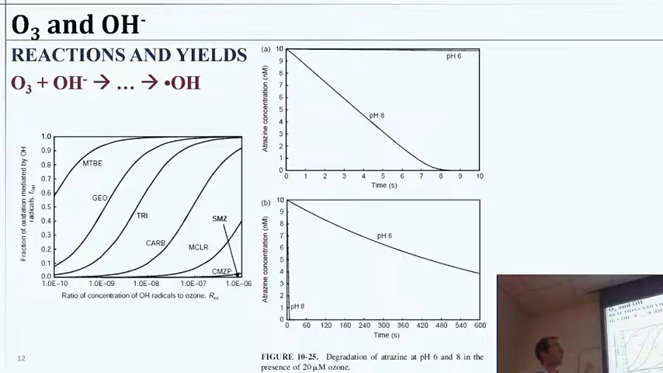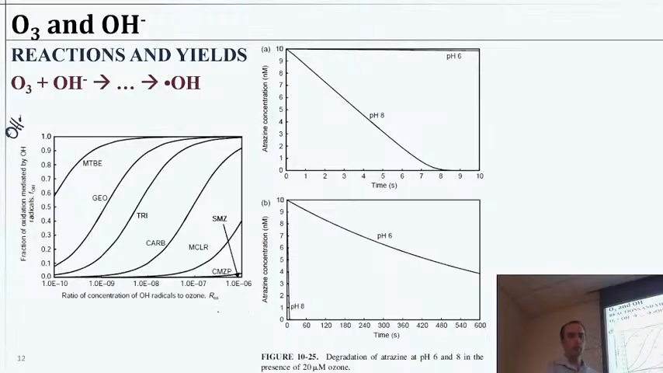Okay, this one feels a little bit out of order perhaps, but kind of in the same thinking of what is reacting where. Taking a look at ozone in the context of hydroxide that can form hydroxyl radicals, we have some pH dependence. And if we look, this left plot is looking at the fraction of oxidation mediated by our hydroxyls. So this is what portion was driven by OH dot versus the ratio of concentration of OH radicals to ozone.